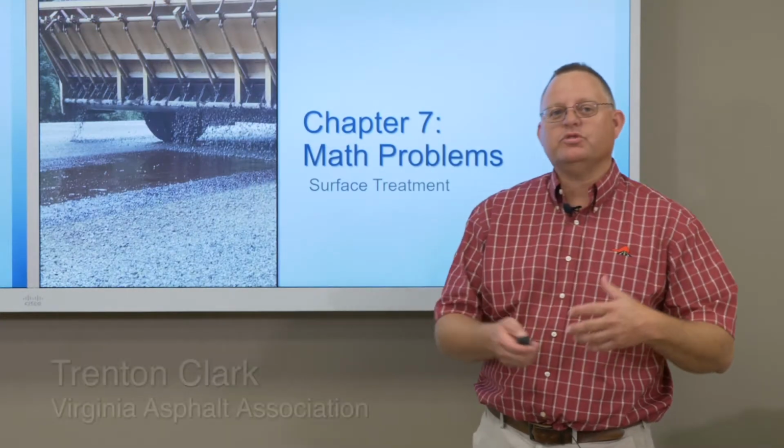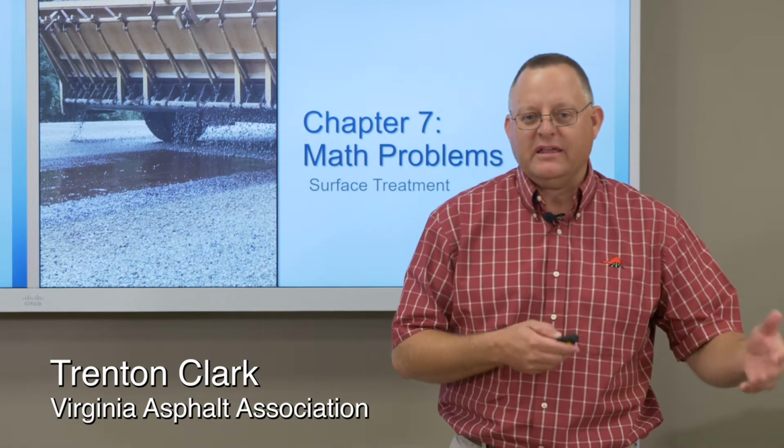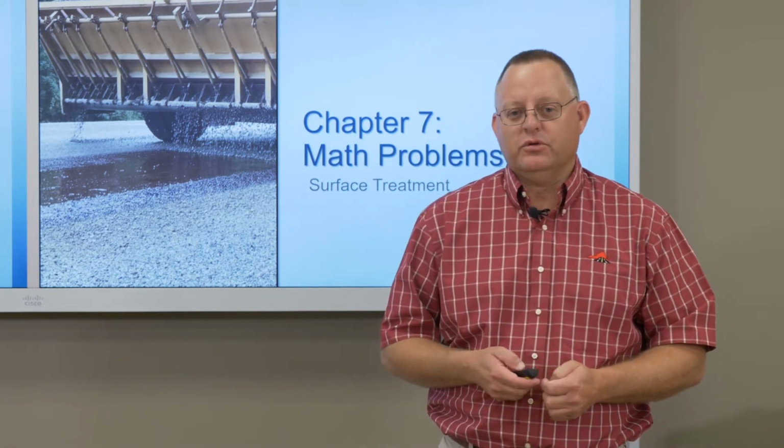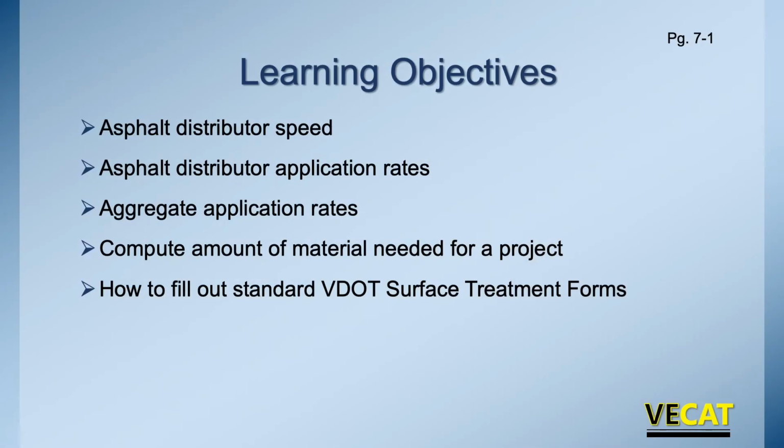And in this module, we're going to go through some basic math problems that you, as an inspector or as a contractor, will have to be able to work out in the field when you're doing surface treatment projects. Some of the things that we want you to understand through this module is how the distributor speed impacts the project, how it impacts the number of gallons per square yard applied. We'll talk about how that all relates together.